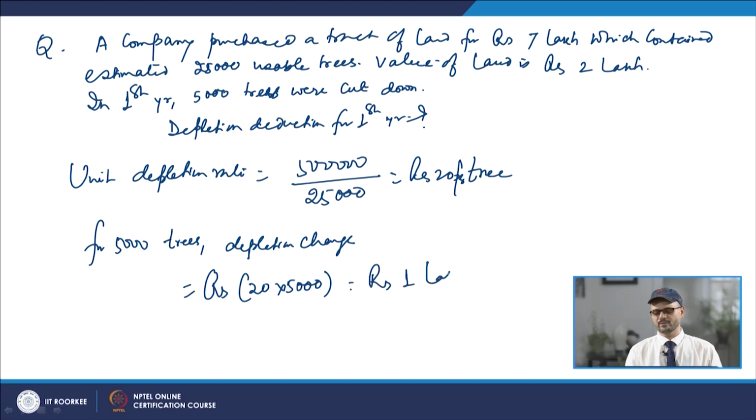So, this is basically the cost method of depletion calculation, where we know that you have 25,000 trees and you have cut down 5,000 trees. So, this will be your allowable or admissible depletion charge, that is 20 multiplied by 5,000. So, that will be rupees 1 lakh.